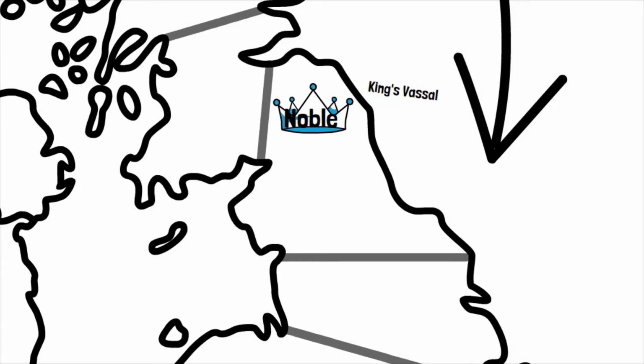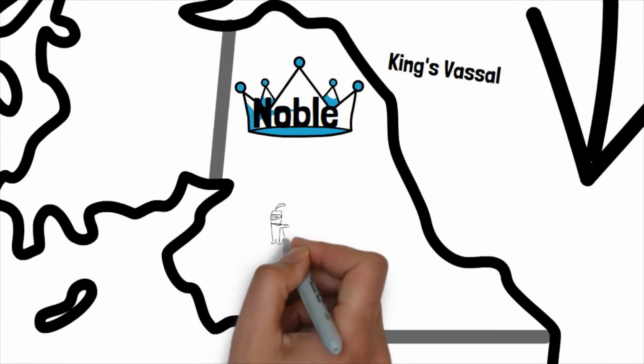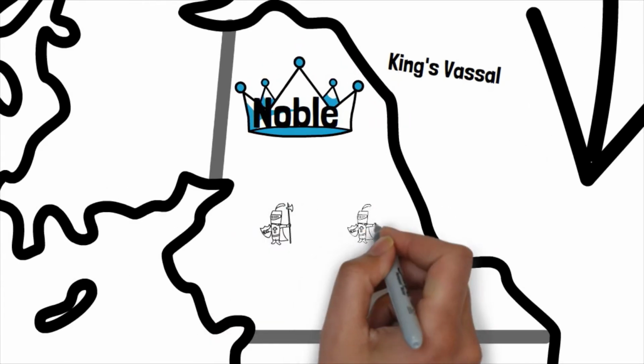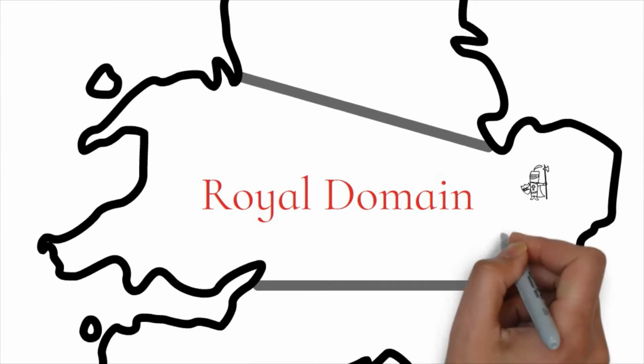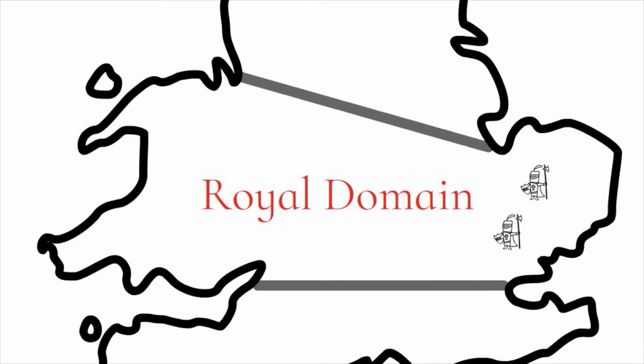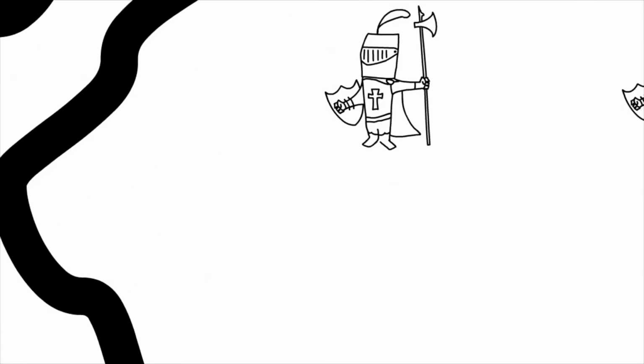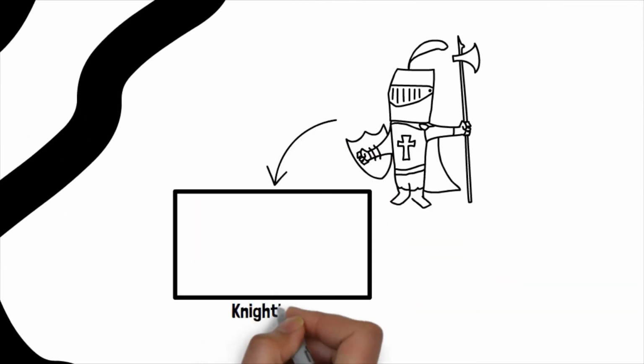Each of these nobles, in turn, would grant portions of their land to knights. Knights were the warriors of the Middle Ages, and in return for the land they received, they would be required to fight on behalf of their lord when called upon. Knights could also be granted land directly by the king within his royal domain. The land that a knight held was called a knight's fee.